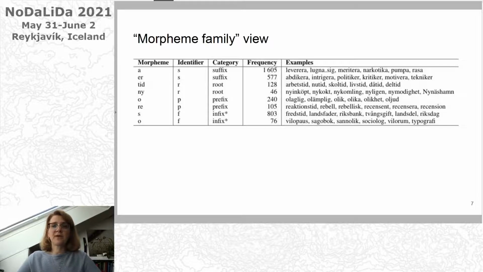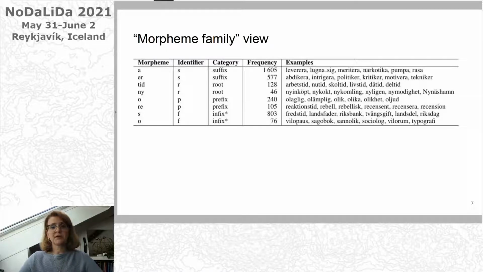Another view is morpheme family view, where we structured all the items by morphemes. For example, on the top row you can see morpheme A, which is a suffix, and there are 1,600 items that are linked or that have this morpheme in the words. And you can see here, for example, leverera, lugna, meditera, verbs that have suffix A, but even nouns, narkotika, pumpa. This means that actually this morphemic family is ambiguous. We need to disambiguate it into several subfamilies, which is some work for the future.